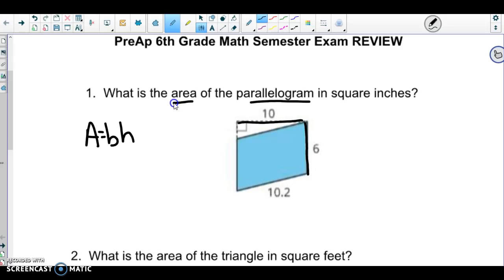So I've got 10 and 6, and that's going to give me 60. And we're going to say units squared because we don't have any label. Oh, no, it is inches. No, there it says inches. So we're going to make that inches squared instead. So I can write inches and squared there.